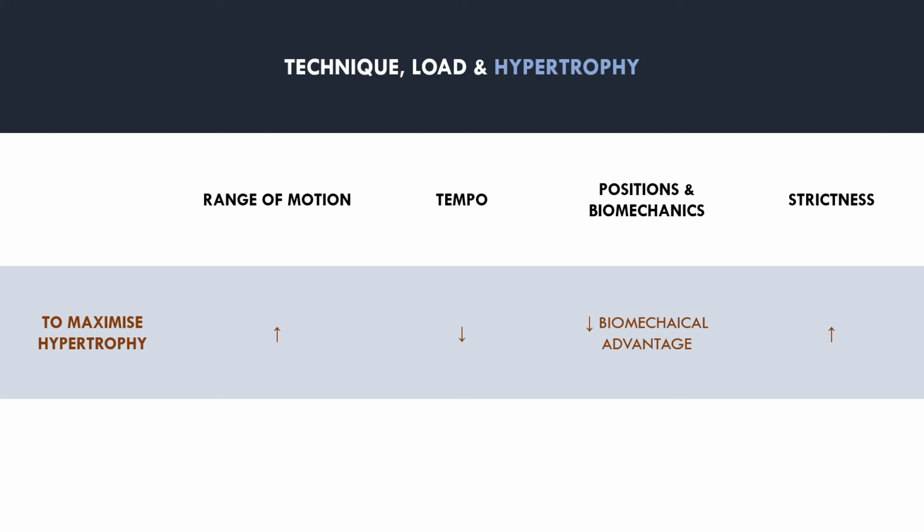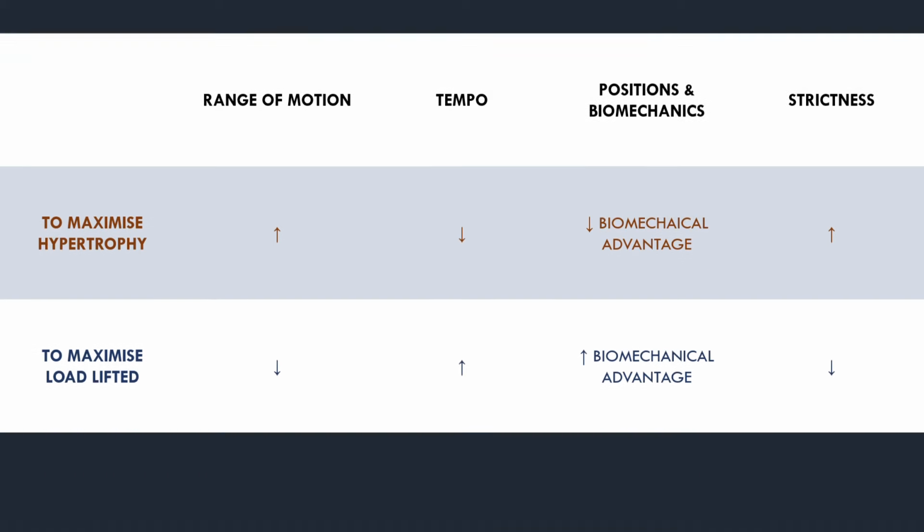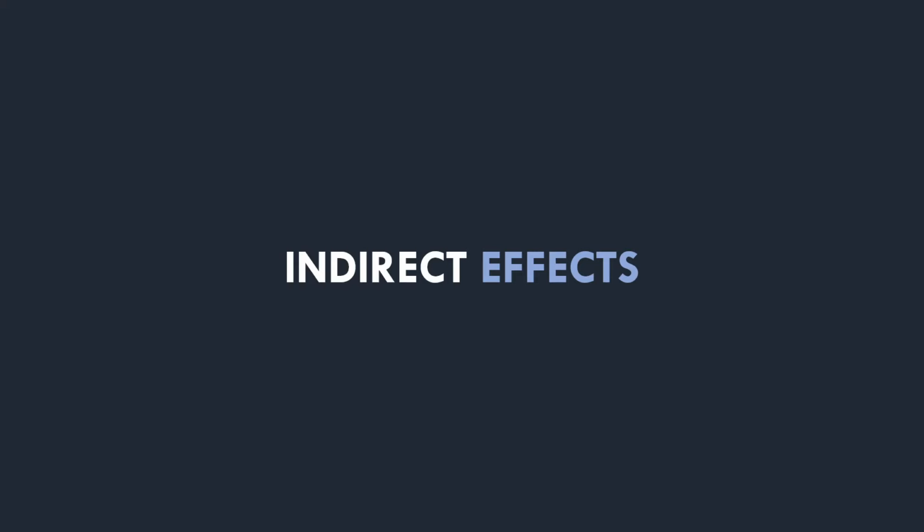However, these factors will all likely limit how much load we can lift or how many reps we can perform too. So if this style of training provides an equal or only slightly superior stimulus, does technique really matter that much? Well, so far we have only looked at the direct effects of technique on hypertrophy. Now we will cover some of the indirect effects on hypertrophy and what this means practically for our training.